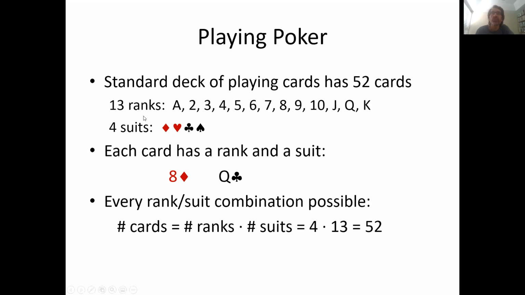Okay, so in poker, you have 52 cards divided into 4 suits: diamonds, hearts, clubs, and spades. And the cards are ordered, you can order them from ace to king. Another ordering is 2 to ace, it doesn't matter. Jack, queen, king, and ace are figures, and 2 to 10 are numbers. Each card has a suit and a rank, so there is an 8 of diamonds or a queen of clubs. Each of these is unique; there's only one in the deck. So each rank-suit combination is possible, and each one appears only once.